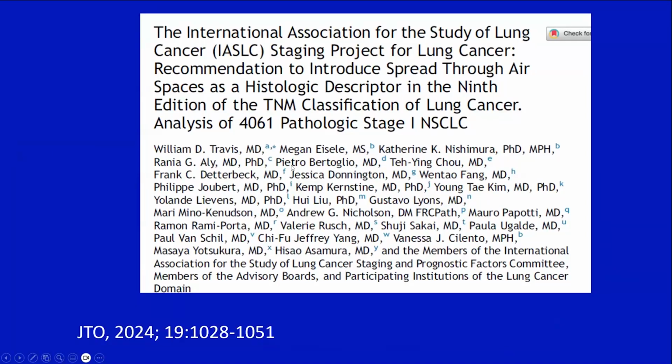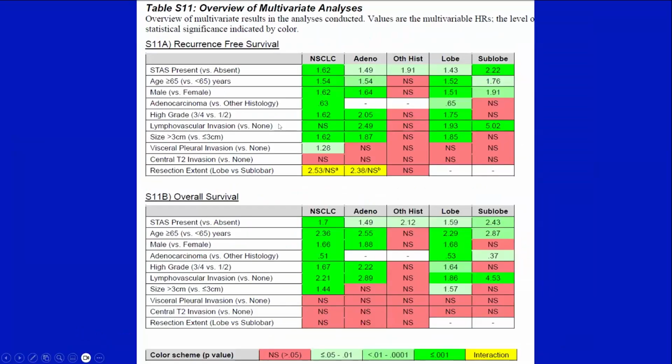So we were able, through the ISLC staging committee, to analyze data collected for the 9th edition. And this paper was published earlier this year. And the data were so convincing that we were able to recommend that STAS be added as a histologic descriptor in the 9th edition of the TNM. So it will be collected more rigorously starting for the 10th edition.